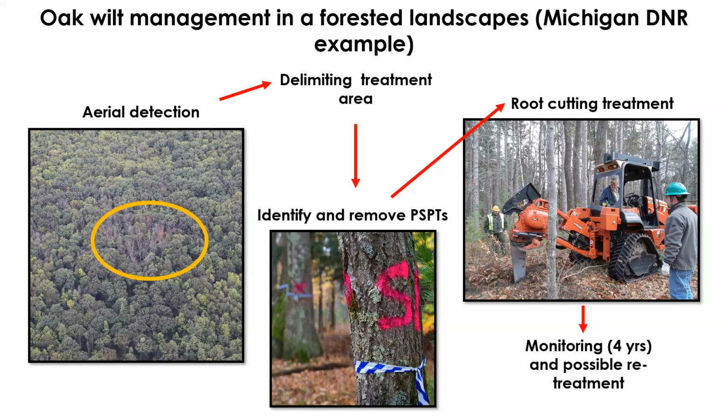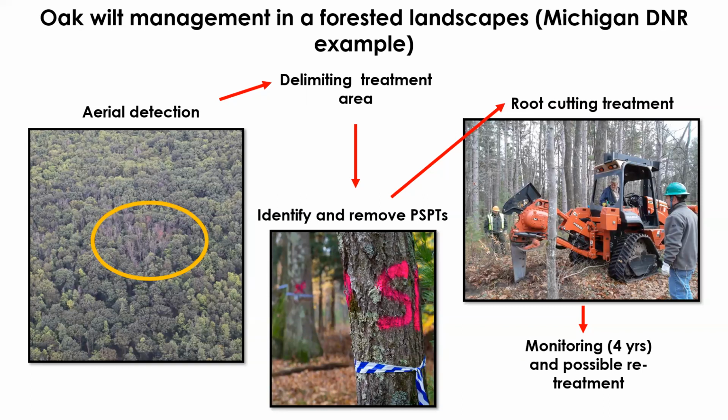And it's a fairly flat terrain with light textured soil, so high probability of root grafting. The Michigan DNR operates a comprehensive program that crosses many land ownerships. But basically this shows the process very quickly. They detect, they delimit, they set their barrier treatment out of treatment line, and then they use a vibratory plow to install, to do the root cutting.